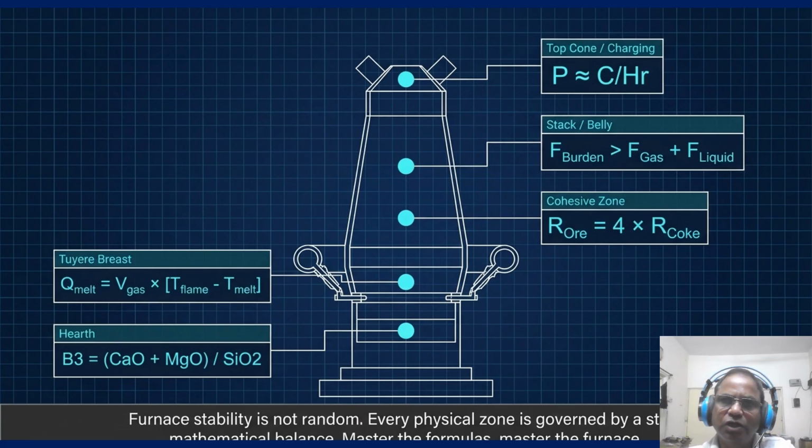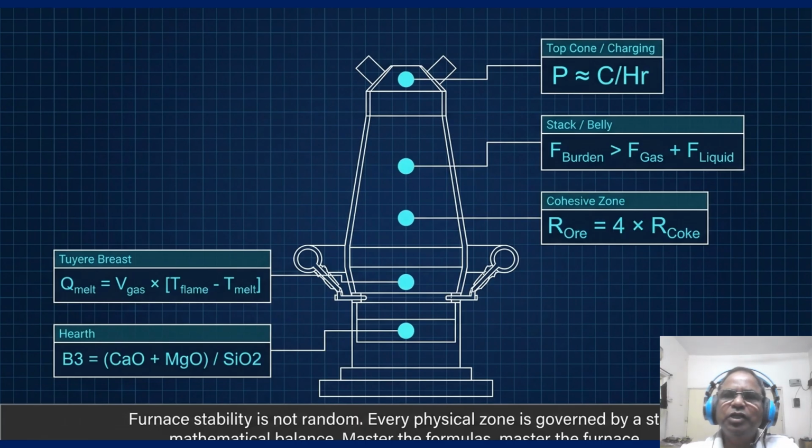If the furnace slows down, you should not just guess what's wrong. You should look at which zone is out of balance. Are we charging too slowly for our production? Is the upward gas pressure beating the weight of our burden? Is our slag basicity too high? Over the next few minutes, we will look at each of these five zones individually, so we will find out exactly which lever to pull when things drift.